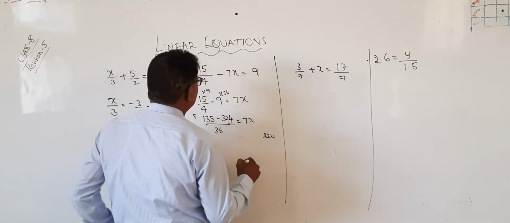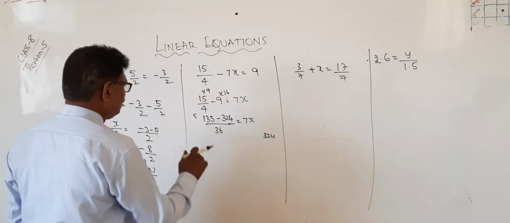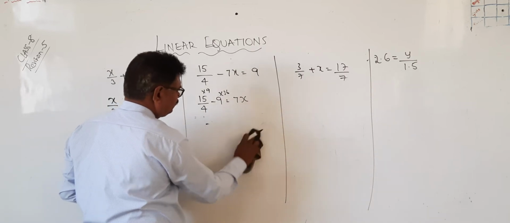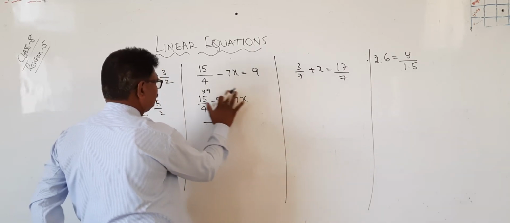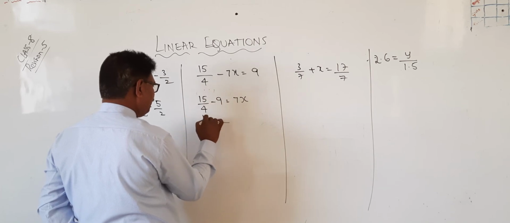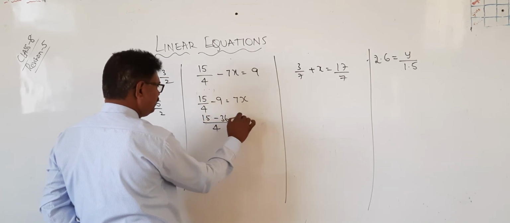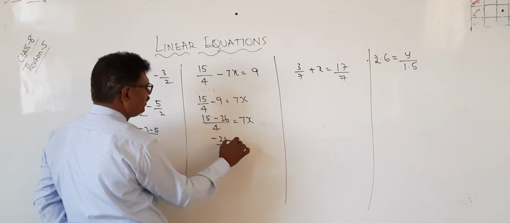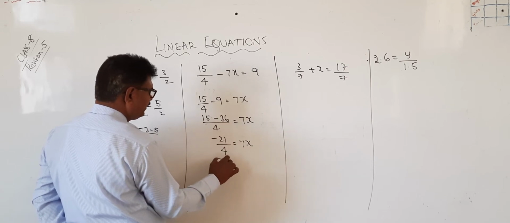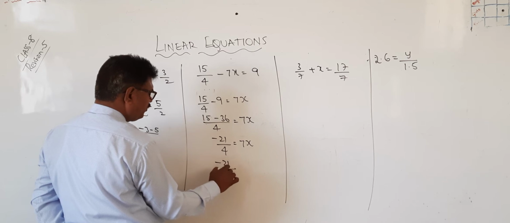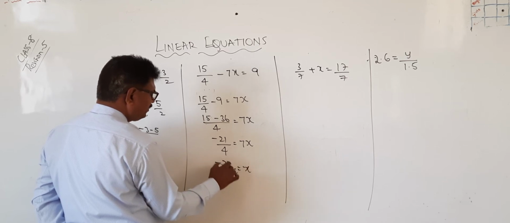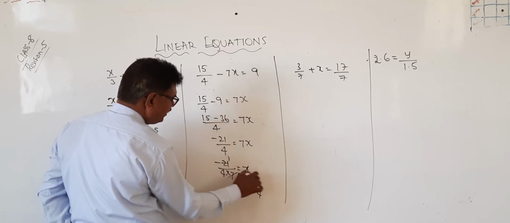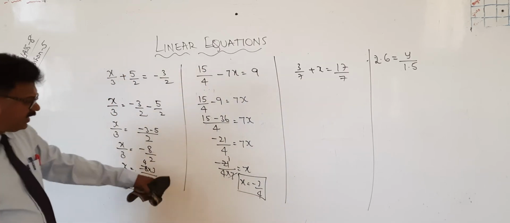Sorry, LCM is 4, therefore 15 minus 36 equal to 7x. So it is nothing but minus 21 divided by 4 equal to 7x. Therefore minus 21 divided by 4 into 7 is equal to x. 7 goes once, 7 goes 3 times. Therefore x equal to minus 3 by 4. Okay? Like this.